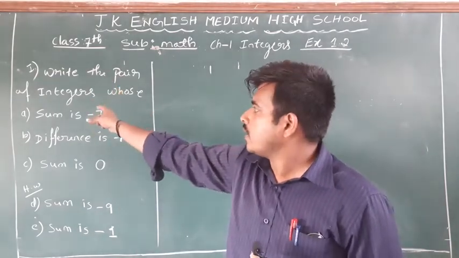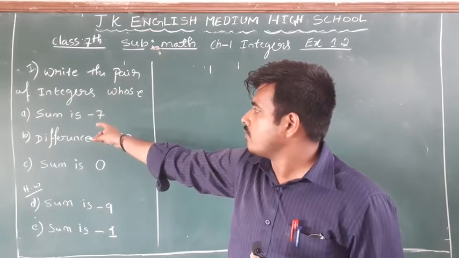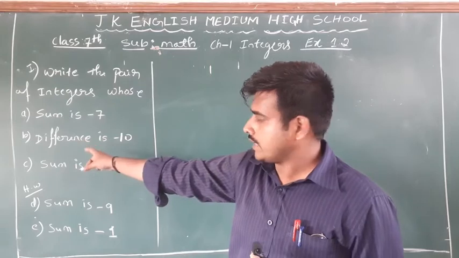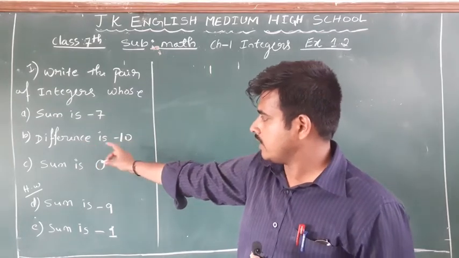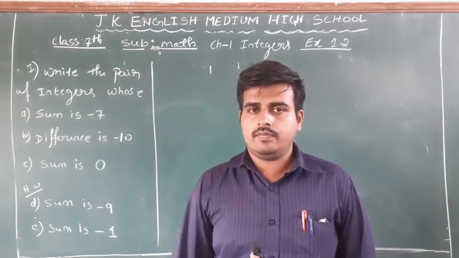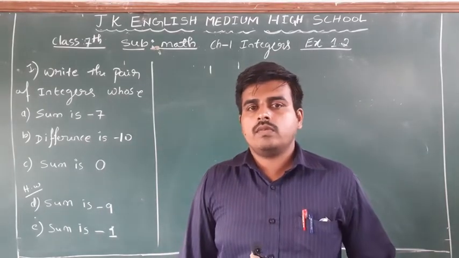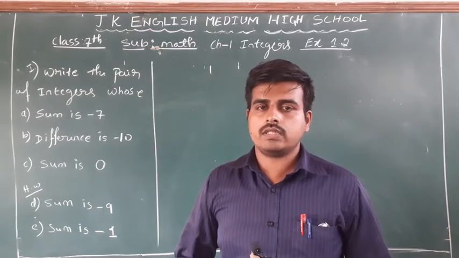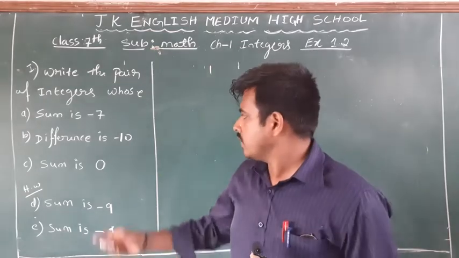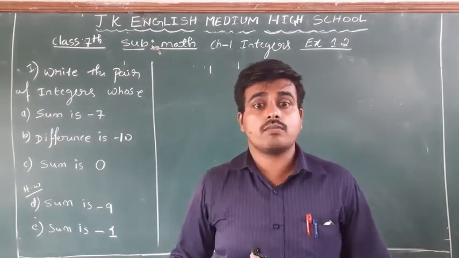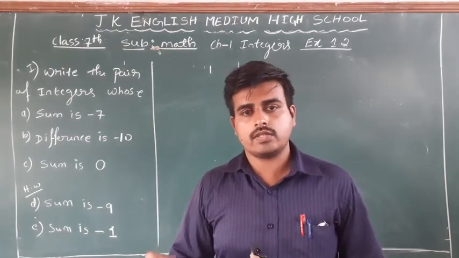In this exercise 1.2, first I wrote the question. Write the pair of integers whose sum is minus 7. Question B: difference is minus 10. Question C: sum is 0, and 2 homeworks are given. So we will see one by one how to find the pair of integers, and some condition is also given. The pair of integers' sum must be this much only, the difference must be this much only.